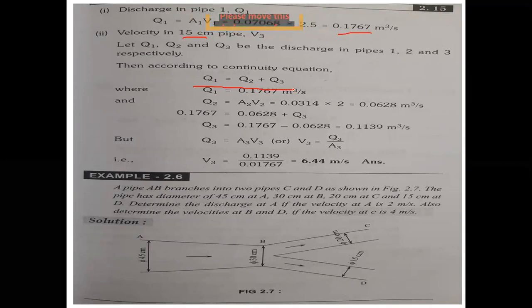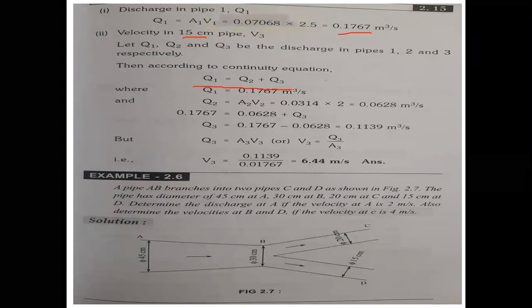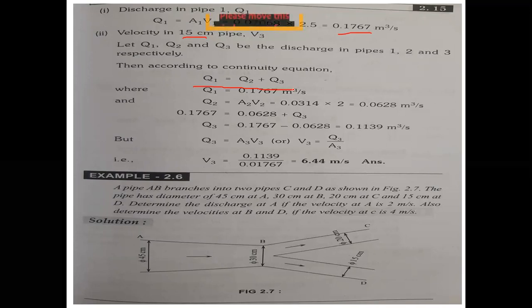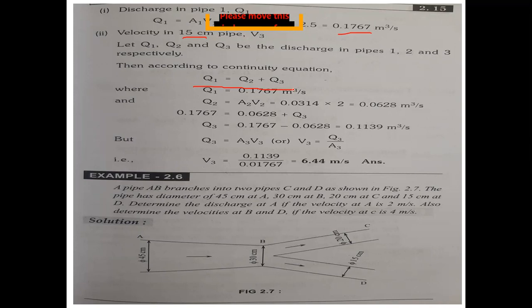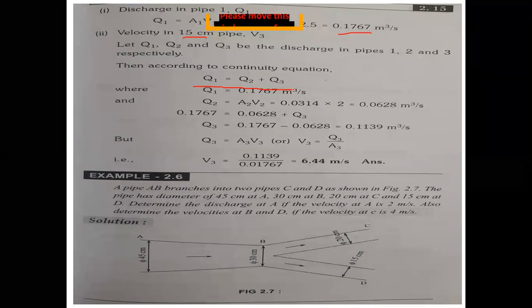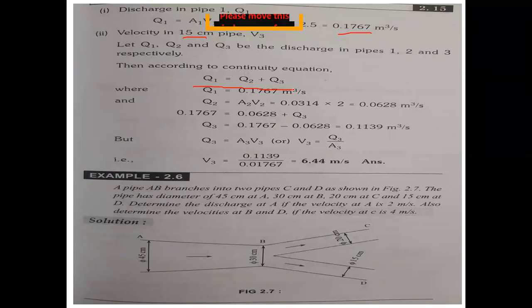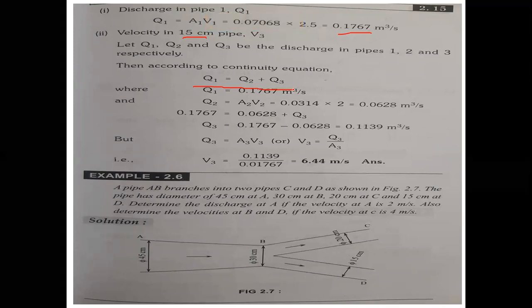Then Q2 is equal to A2 V2. That is equal to A2 times the velocity 2, both given, which is 0.0628. Now finding Q3 is very easy, right? Q3 is equal to Q1 minus Q2, that is 0.1767 minus 0.0628, which is equal to 0.11. That is the answer for Q3.